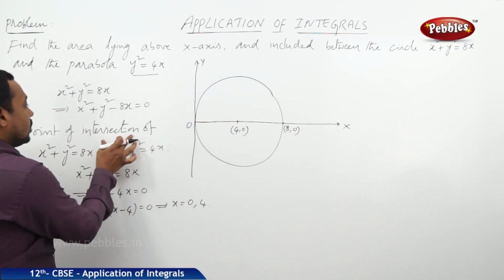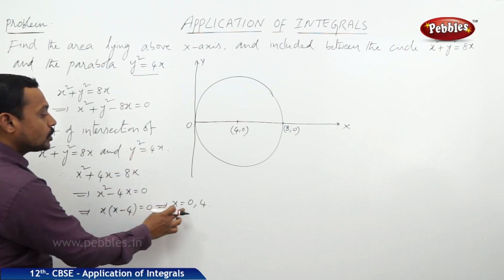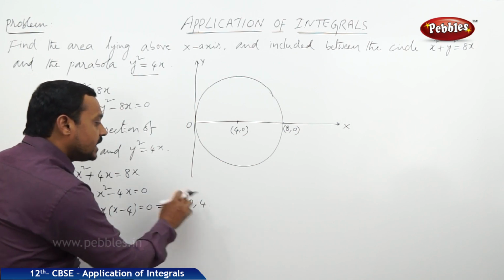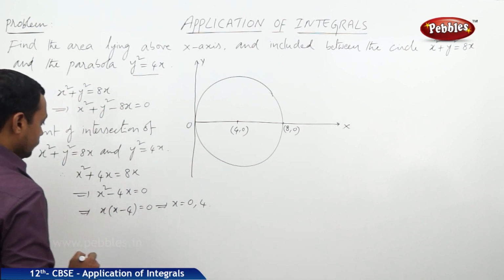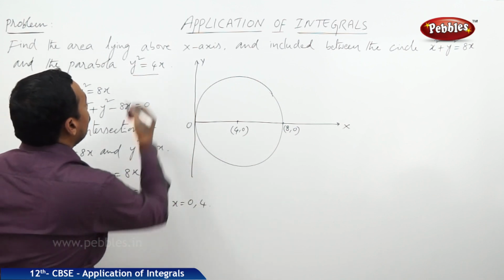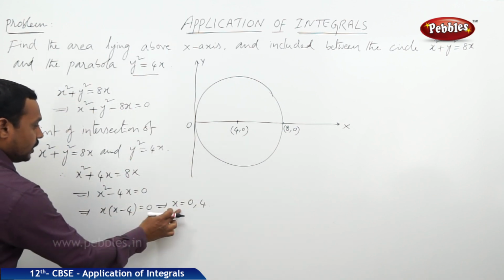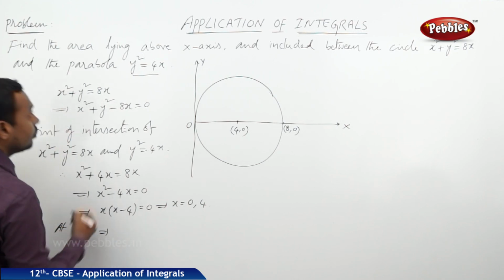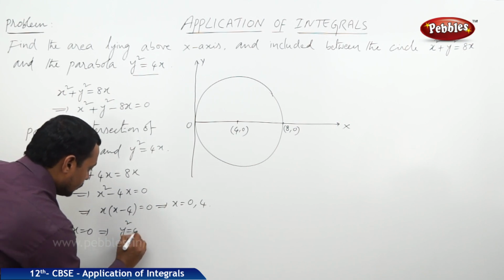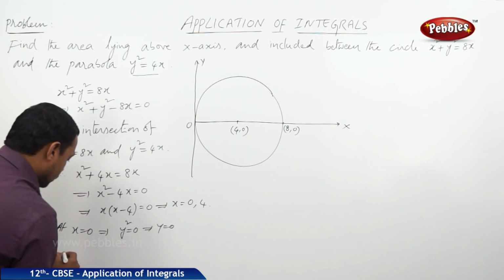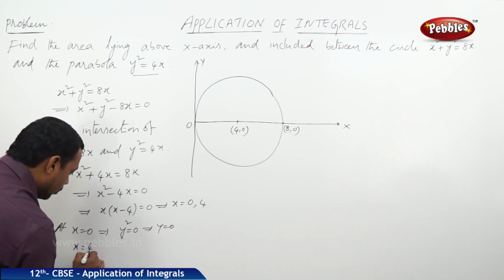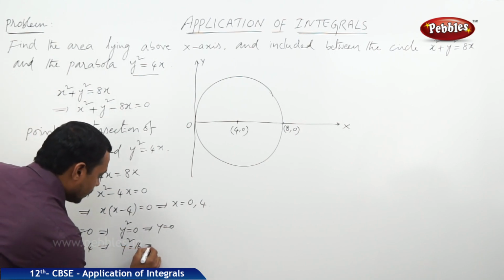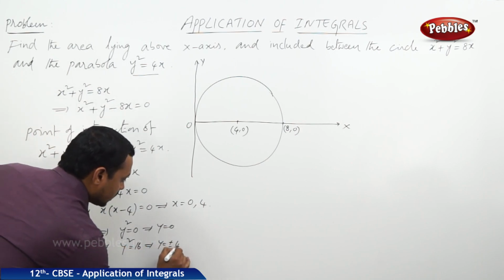Therefore, the circle and parabola both are intersecting at two distinct points whose abscissas are 0 and 4. And let us find the y coordinate also. When we put x is equal to 0, y square is equal to 0. That implies y is equal to 0. At x is equal to 4, y square is equal to 4 into 4, 16. That means y is equal to plus or minus 4.